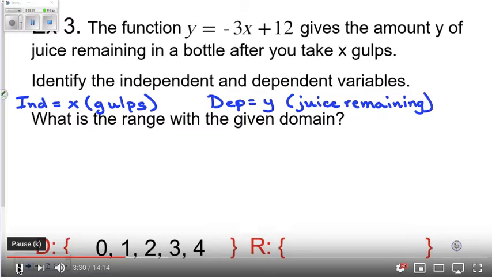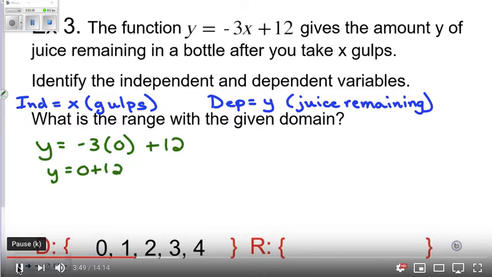The question then asks us to find the range with the given domain. You are given your 5 values for the domain: 0, 1, 2, 3, and 4. To find the range, we are going to plug those domain values, or x values, into the equation for x and solve for y. When we plug in 0, we get negative 3 times 0 plus 12, or 0 plus 12, which is 12. So that's going to be one of our range values.